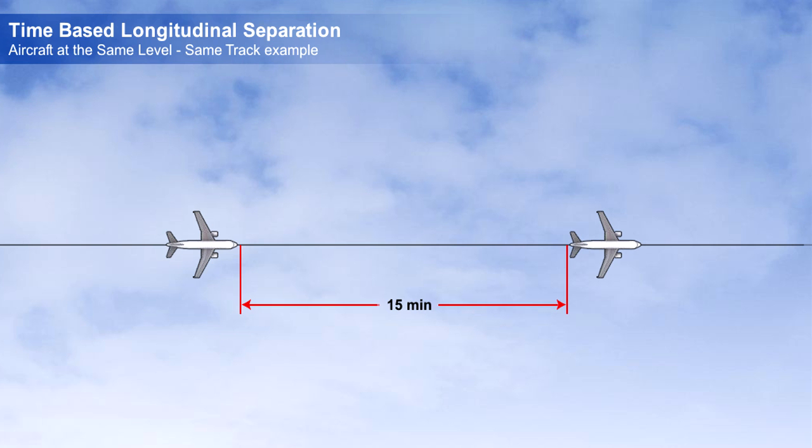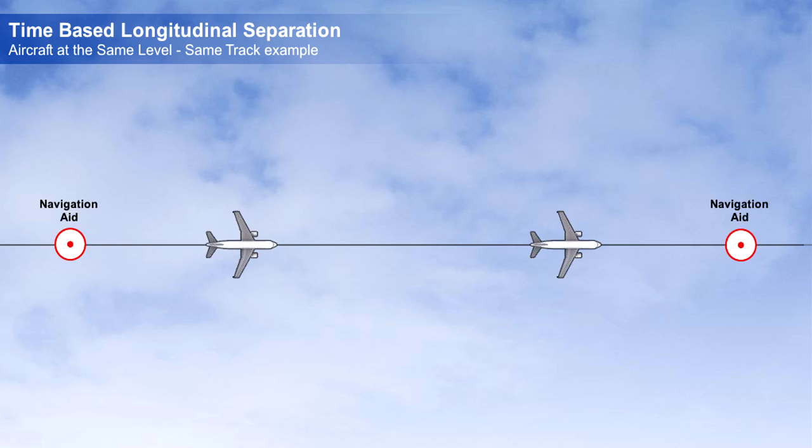The basic standard is that aircraft should be at least 15 minutes apart. If, however, the navigation aids for the route being flown permit frequent determination of position and speed, the basic standards may be reduced to 10 minutes.